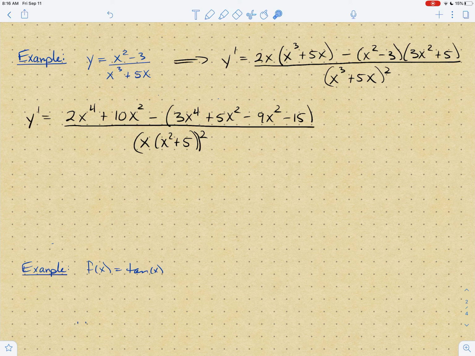and then I'm going to go ahead and combine everything that I can. So for example, this is just negative 4x squared. I'm going to add that with this one. I'm going to combine these two, so on and so forth. And so when we do that, we get that y prime is negative x to the fourth plus a 14x squared plus a 15 all over x squared times x squared plus 5 squared. Pushing that squared to each one of those factors, just in case I can cancel.